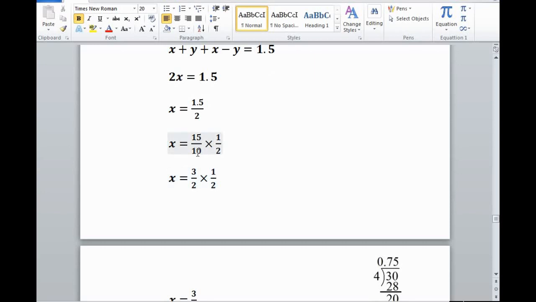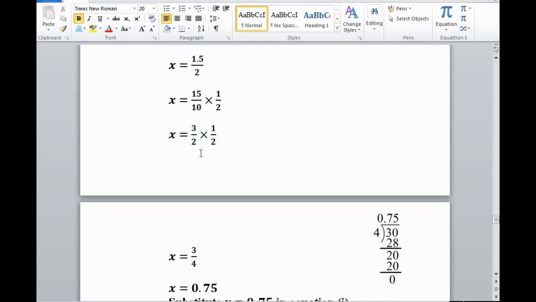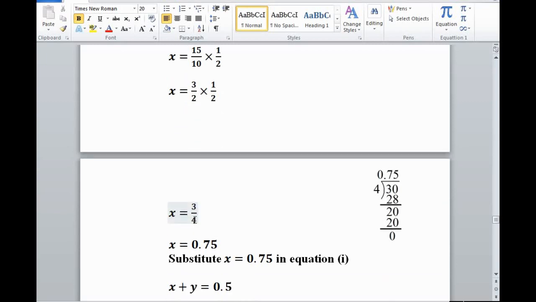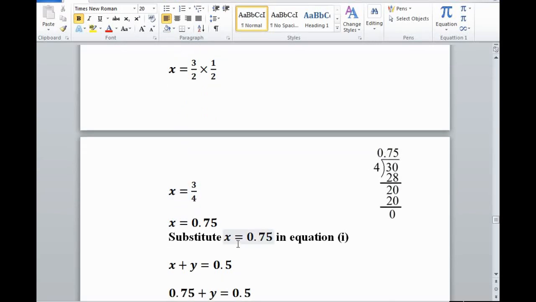And now 15 and 10, they have common factor 5. So 5 times 3, 15, and 5 times 2, 10. And now 3 multiplied by 1, 3, and 2 times 2, 4. So we get x equals 3 upon 4. And if we divide 3 by 4, we get quotient 0.75. So x is basically 0.75.